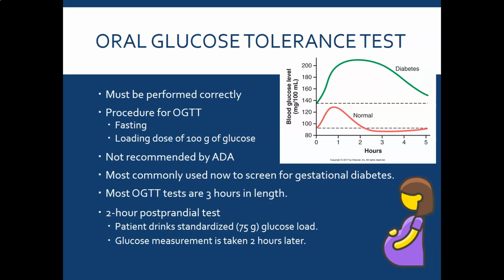This test is no longer recommended by the ADA for diagnosis of diabetes, but it's commonly used to screen for gestational diabetes. Most oral glucose tolerance tests are 3 hours in length, but there's also a 2-hour postprandial, in which the patient will drink a 75-gram glucose load and then just check the glucose 2 hours later.